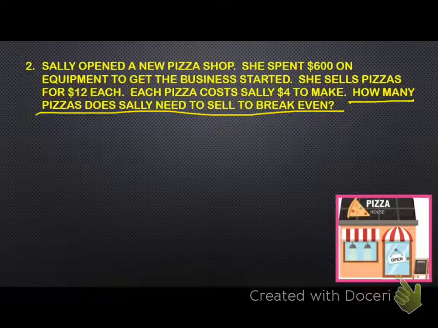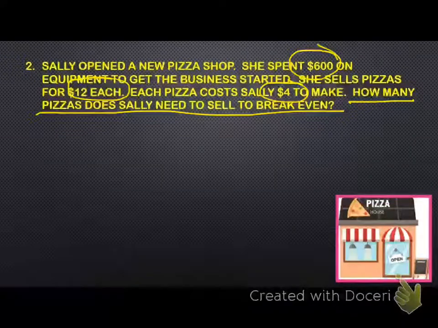Okay, circle information. She's had to spend $600. She sells it for $12. It costs her $4 to make. How much profit does she make on each pizza? $8. How do you guys get $8? 12 minus 4, right? She starts how much in the hole before she ever made a pizza? She's in the hole $600 because she had to buy the equipment.